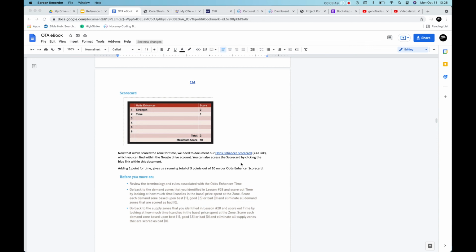And anytime you are scoring a zone, whether it be for strength or time, if the zone doesn't score any points, you're going to delete that zone. You're not going to use it as an entry, whether you're going long or going short.